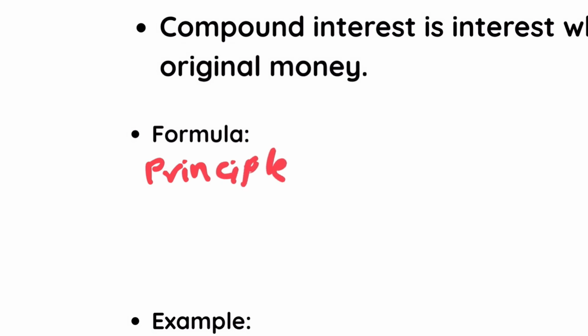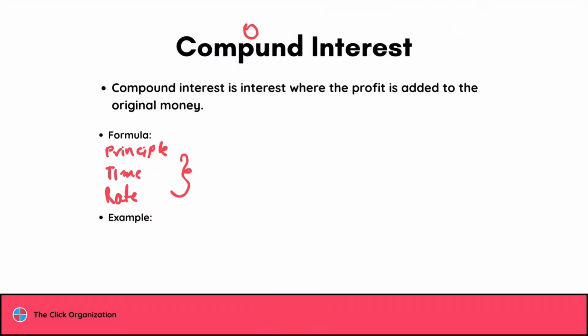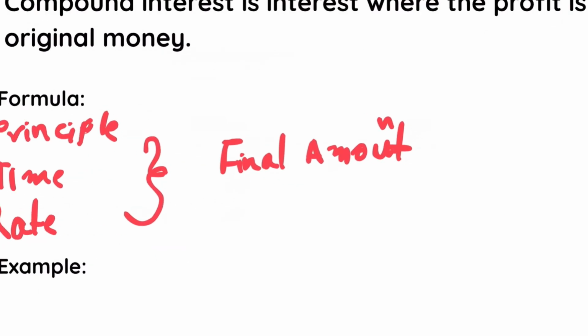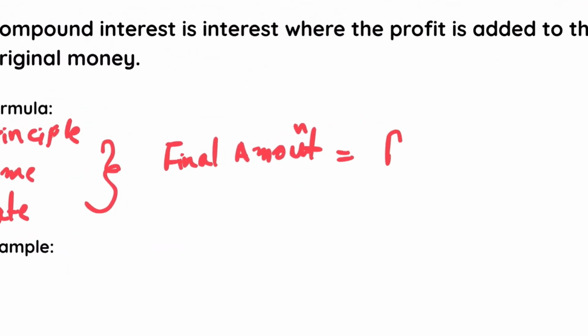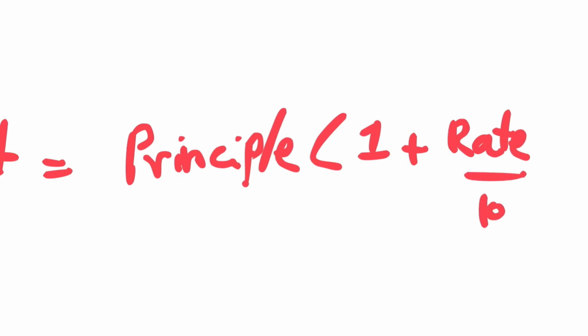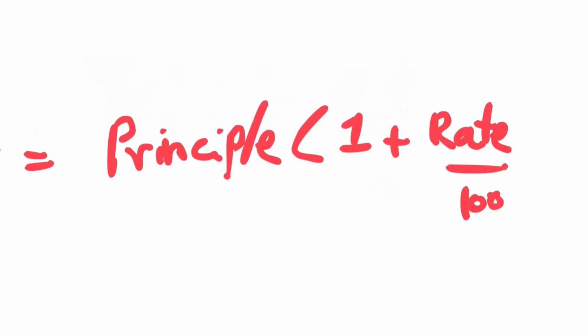Okay, principal, time, and rate, right? As the simple interest. Based on these three parts, I can write my formula like this. My final amount, pay attention, final amount, not interest, okay? Final amount is equal to my principal, or my original money, multiplied by 1 plus the rate divided by 100, because my rate is in a percentage form, and I will explain this more for you.